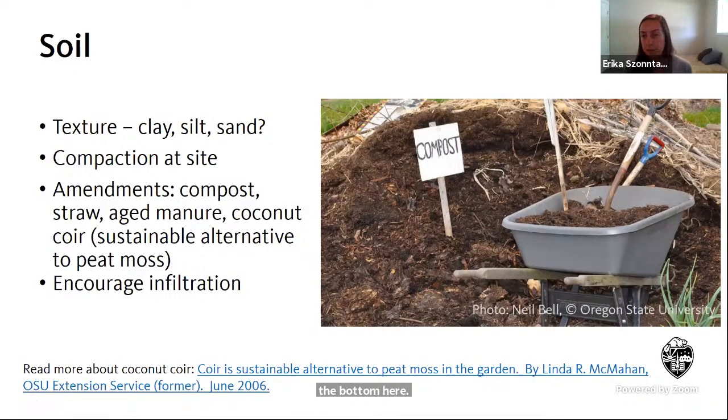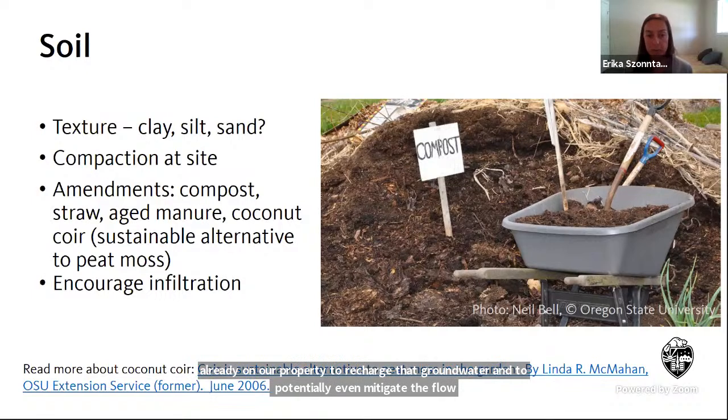So again, the goal is to increase infiltration so that we can get the plants to use the water that we have already on our property, to recharge that groundwater, and to potentially even mitigate the flow of pollutants or soil off property.